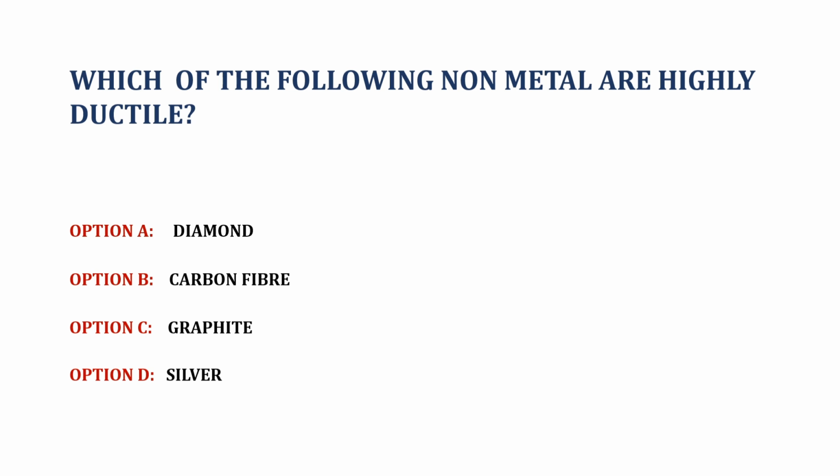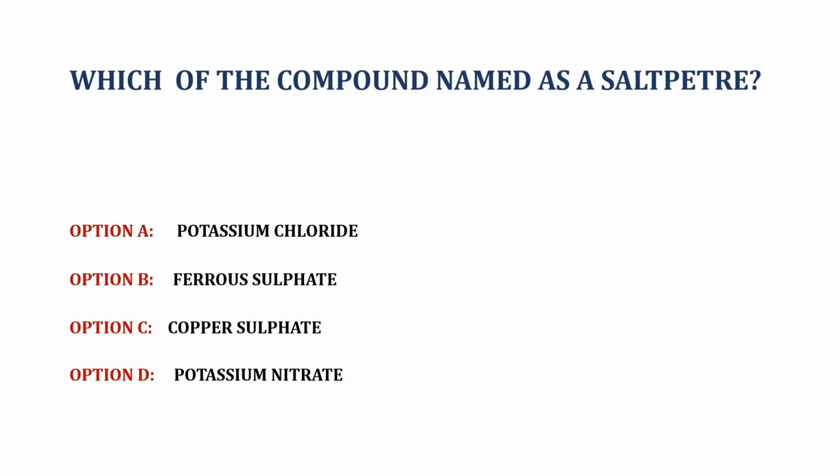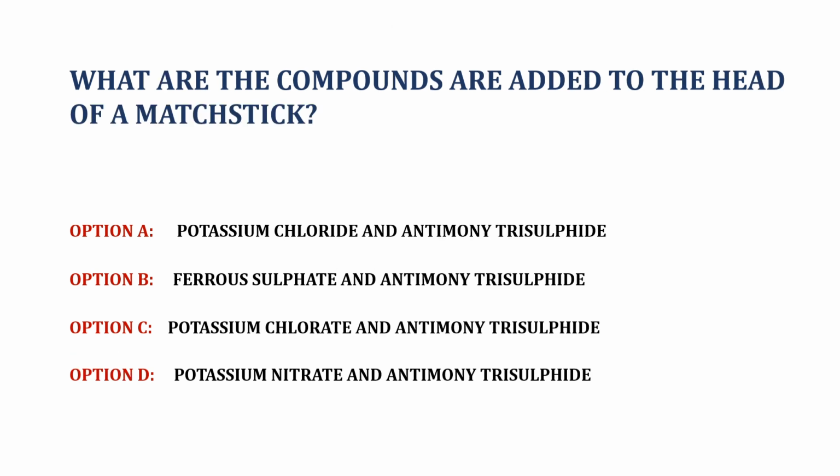Which of the following non-metals is highly ductile? Option B. Carbon fiber. Which of the following is used as a fuel for ignition in rockets? Option C. Boron. Which compound is named saltpeter? Option D. Potassium nitrate. What compounds are added to the head of the matchstick? Option C. Potassium chlorate and antimony trisulfide.